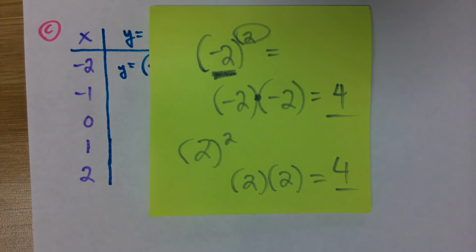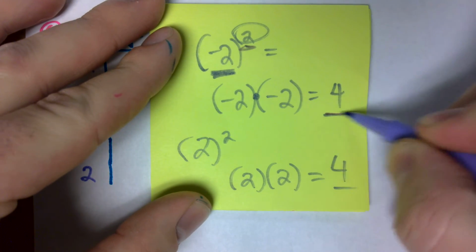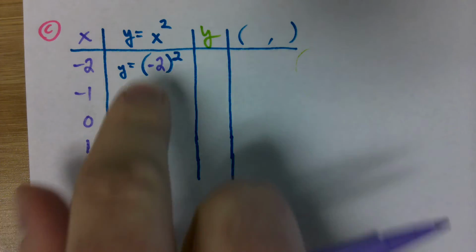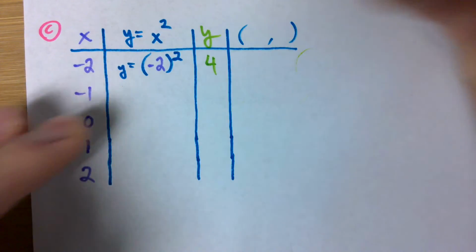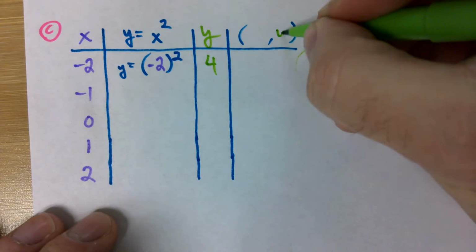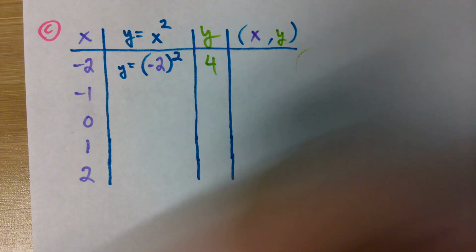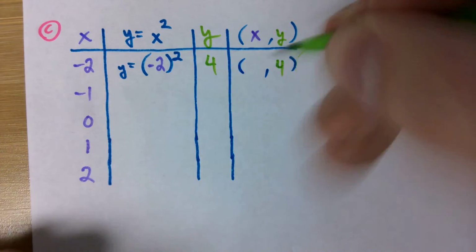Okay, that's something to keep in mind as you move through your math classes, all right? You're never going to get a negative result when you square a number. So if we have -2 squared, our y value, like we said, is going to be positive 4, right? So our ordered pair is going to be -2, comma 4.